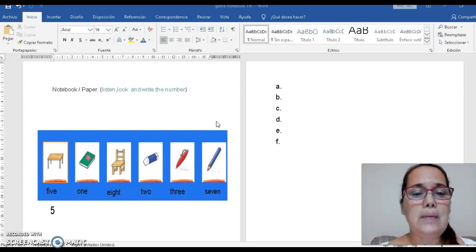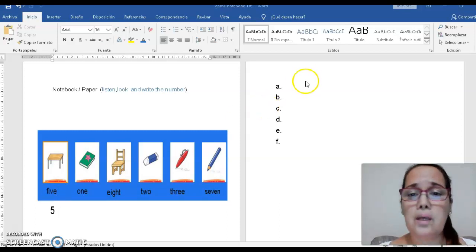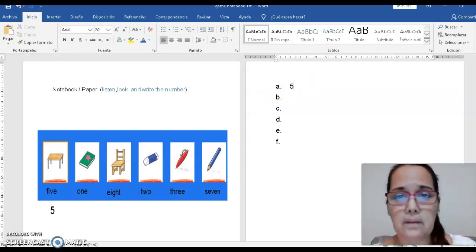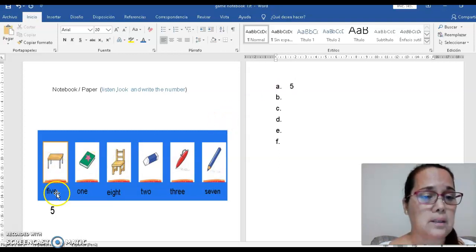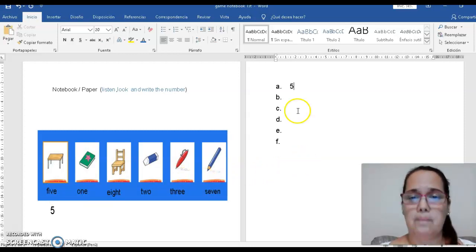Table, table. Find the table. Is this a table? No. Is it a table? No. Yes, this is the table. Okay, what number is the table? 5. Very good. 5. So here you write 5. Why? Because the table is number 5. Okay, are you ready? Let's begin.